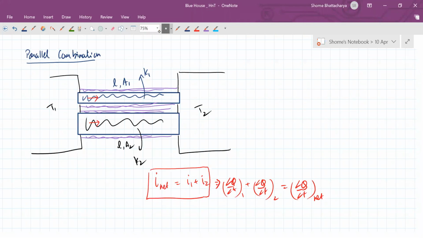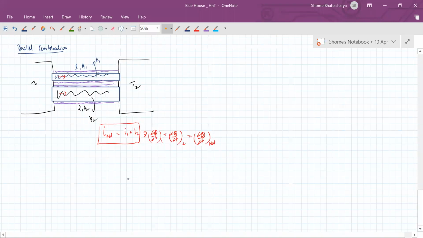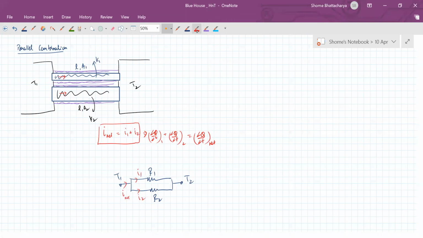So this can be now converted into an equivalent circuit diagram where the two heat resistors are connected in parallel across the same temperature difference. So this net current splits into this.